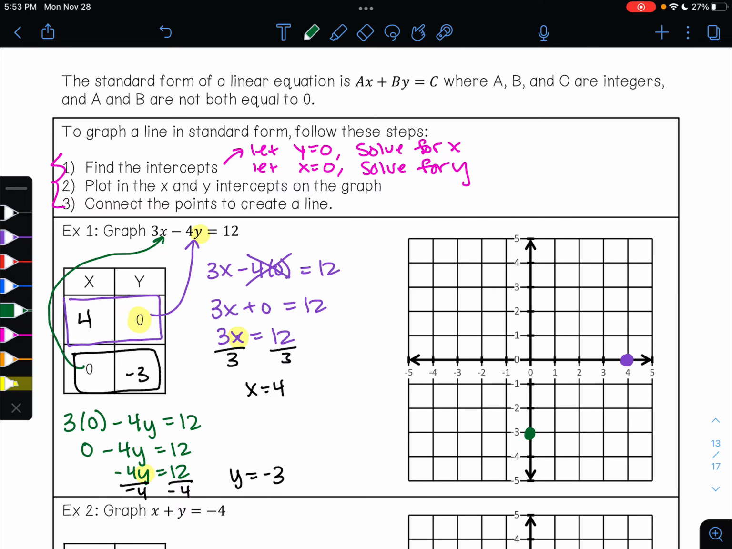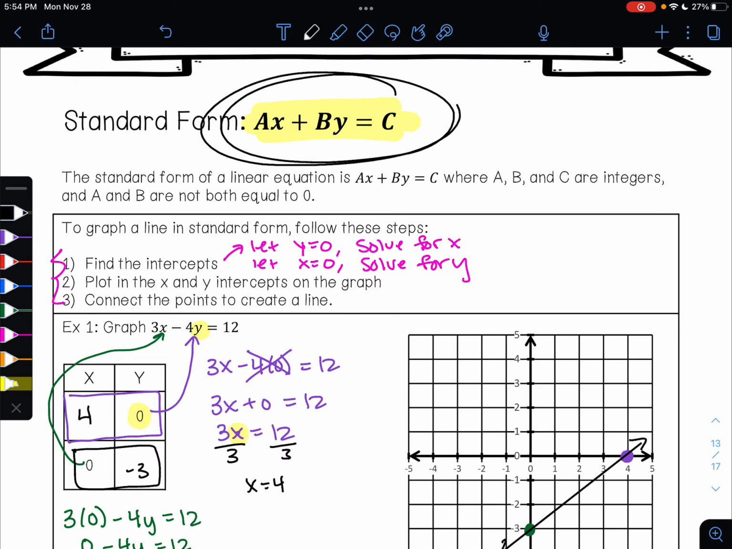To create a line, you need 2 points. We have our y-intercept and our x-intercept. So all we have to do is connect those 2 points in a line. Don't forget to use arrows on either end. That's the process whenever you're given an equation in standard form. Plug in 0 for y, solve for x. Plug in 0 for x, solve for y.